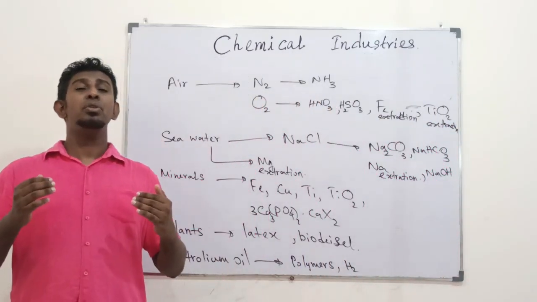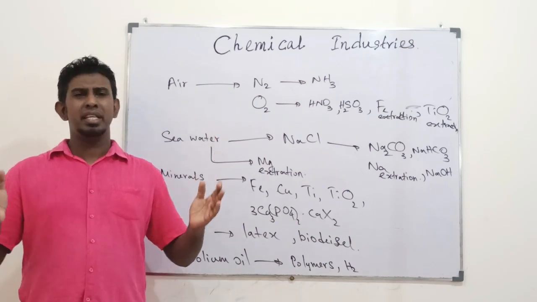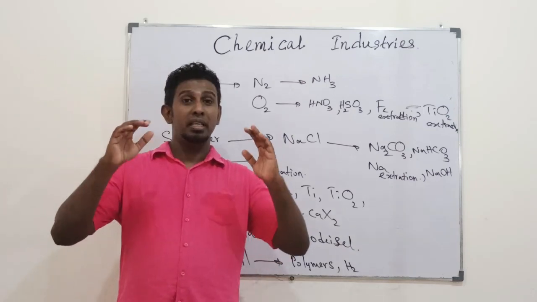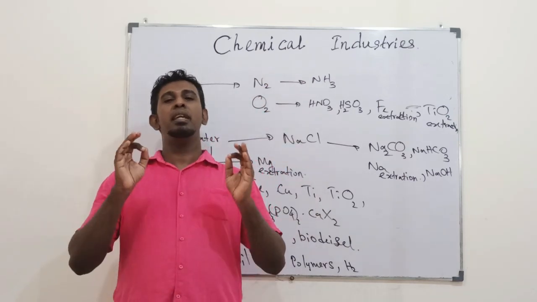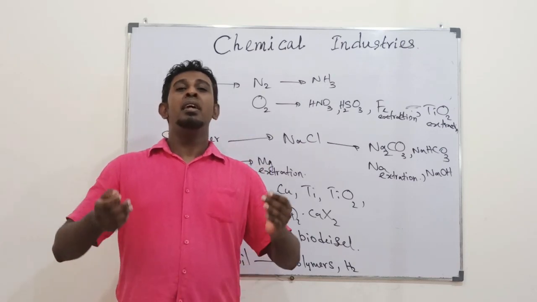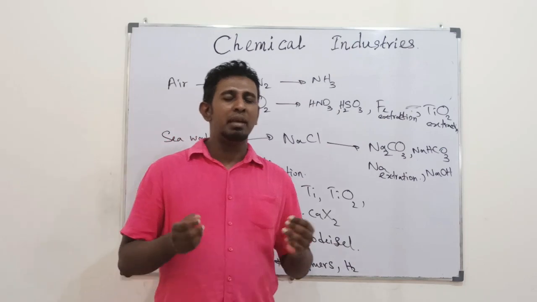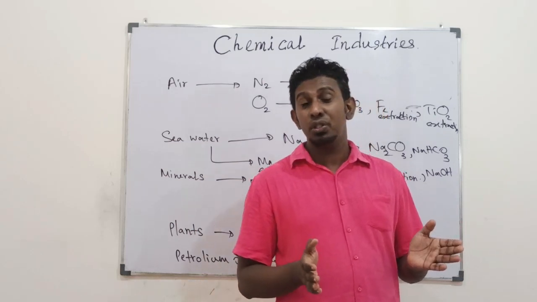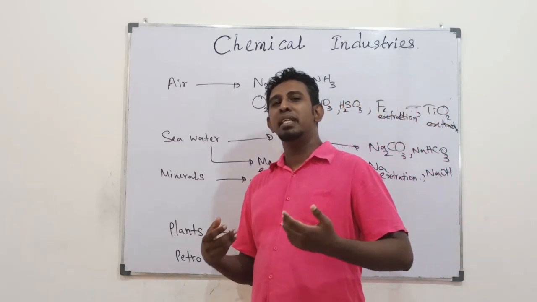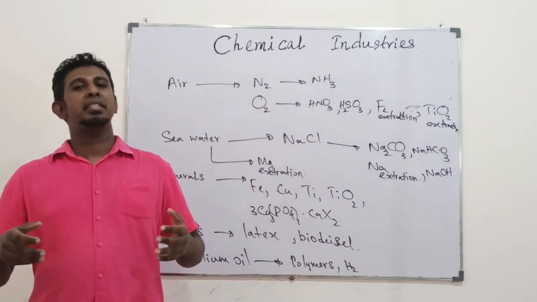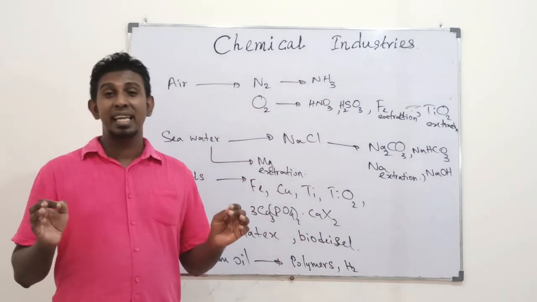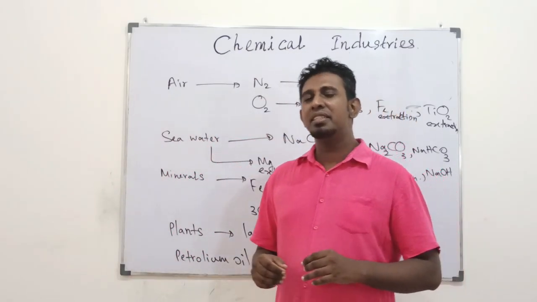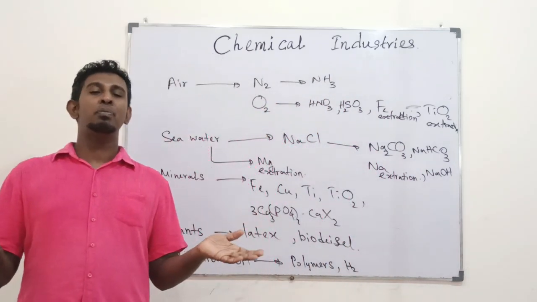We are going to talk about the industries that use and consume these raw materials in our next videos. There we will be talking about the production of ammonia using the Haber process, production of sulfuric acid using the contact process, production of nitric acid using the Ostwald process, production of sodium carbonate and sodium bicarbonate using the Solvay process, extraction of iron using the blast furnace, production of sodium hydroxide using the membrane cell, and extraction of magnesium, the Dow process.